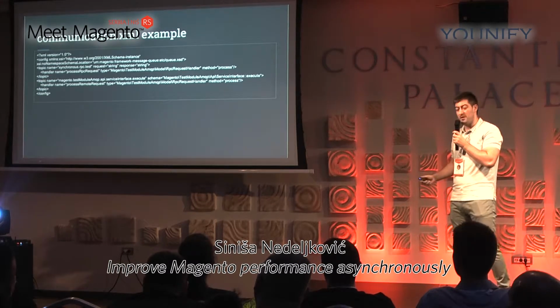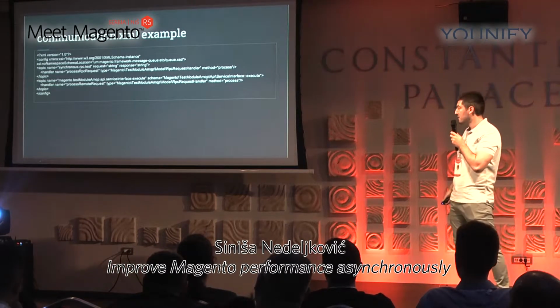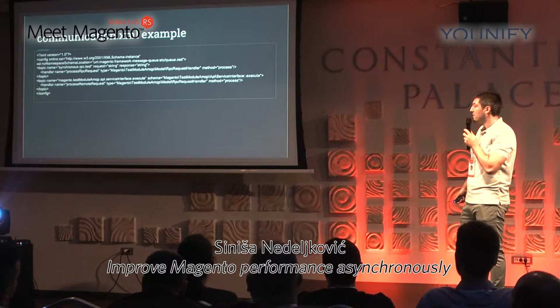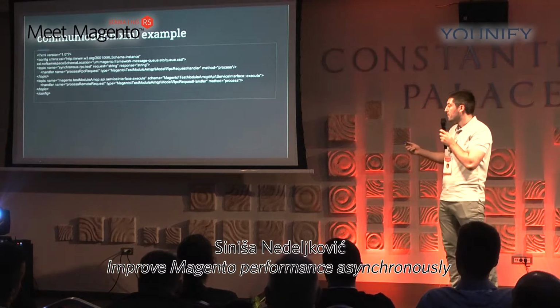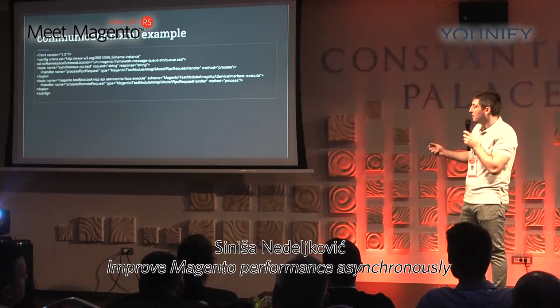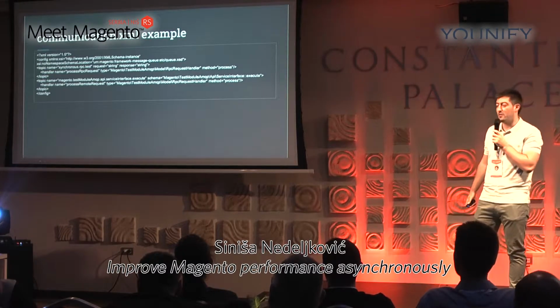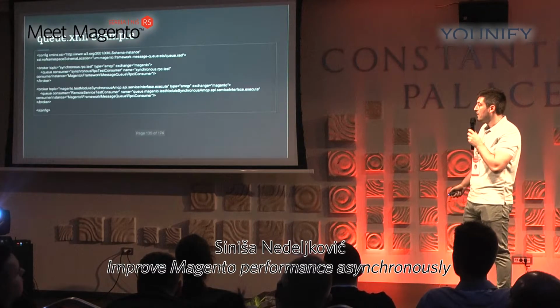I'll not bother you too much with those examples, just to show how it looks in Magento 2 Enterprise Edition. So you can define a topic name. You can see the handler below. Here you have to define what class will be used as a handler. Then we have a queue example.